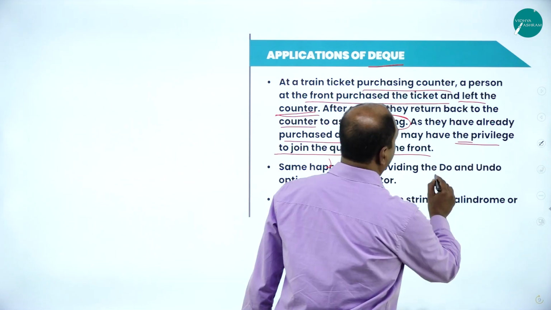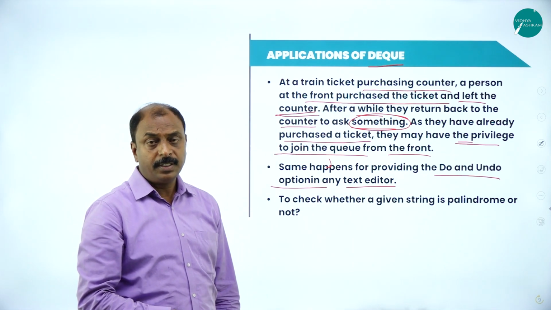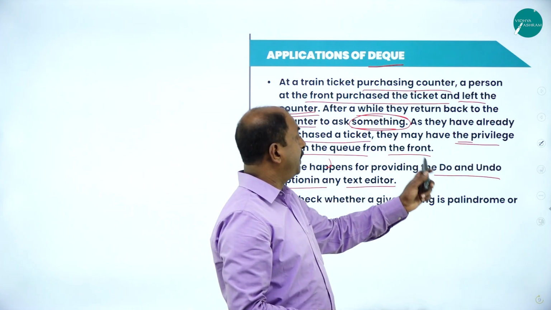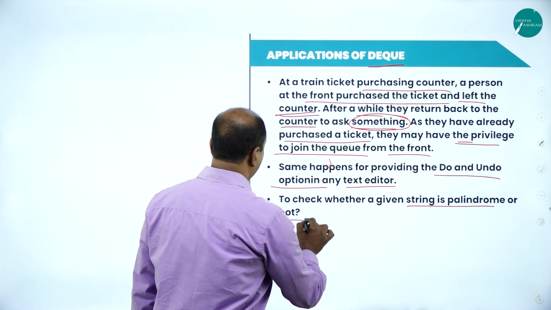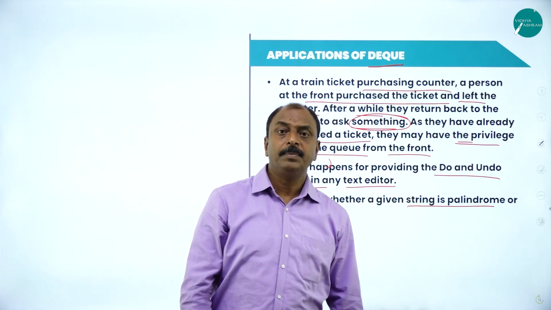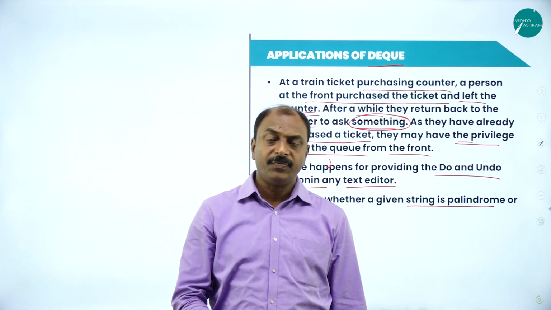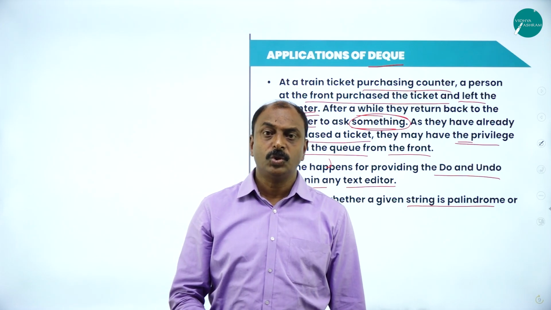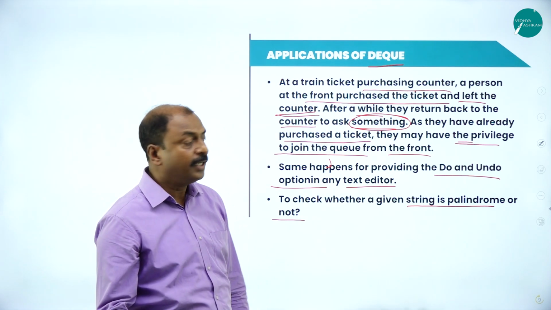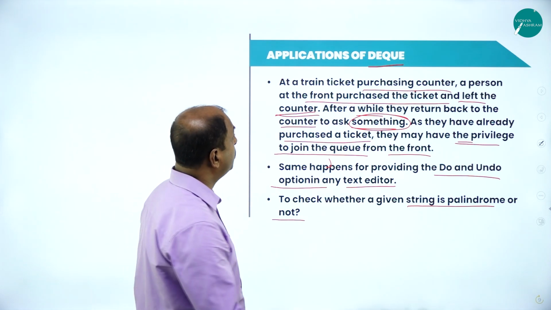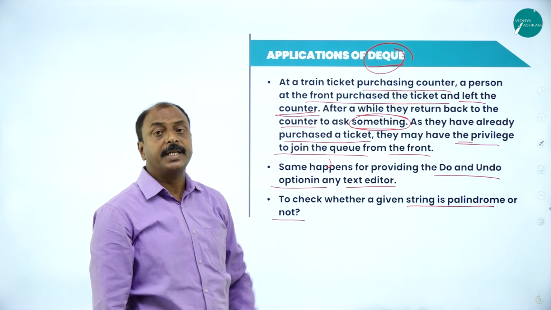Another example is the undo and redo option in a text editor, which is an example of DQ. Again, one more application is to check whether the given string is a palindrome or not. With respect to programming, you know what a string is and what a palindrome string is: if a given string is read from right to left or from left to right, it should be the same. Those types of strings are called palindromes. To write a program to check whether the given string is a palindrome or not, we use the concept of DQ. So this is another application of DQ, a type of queue.